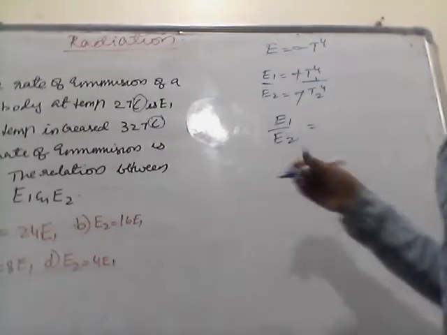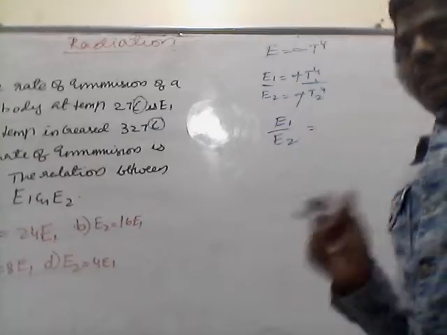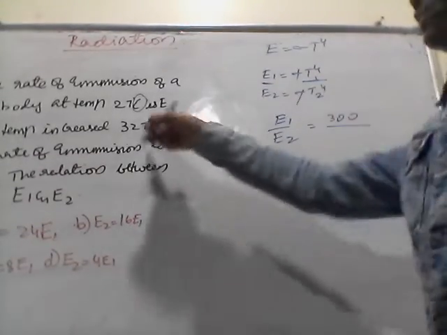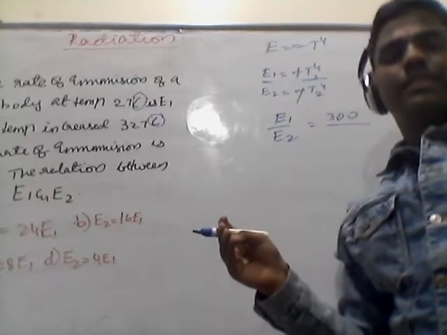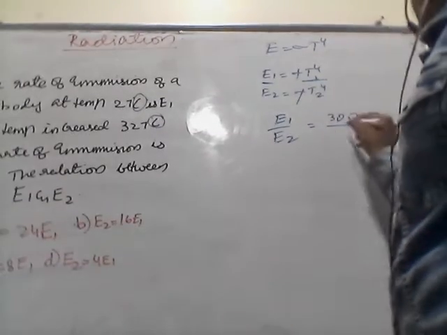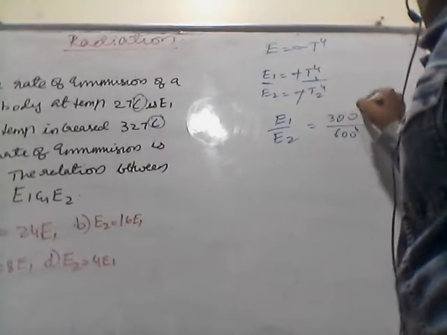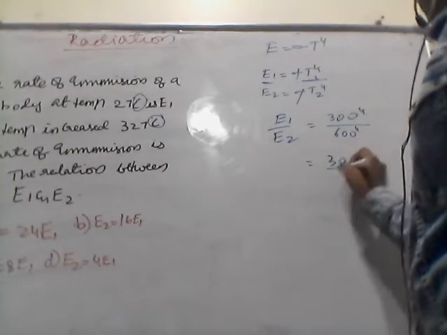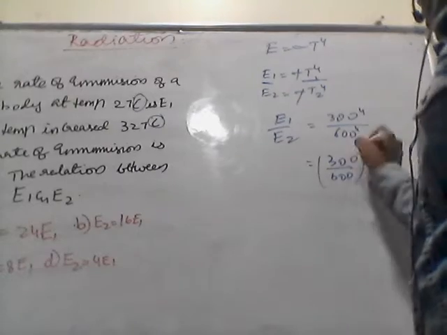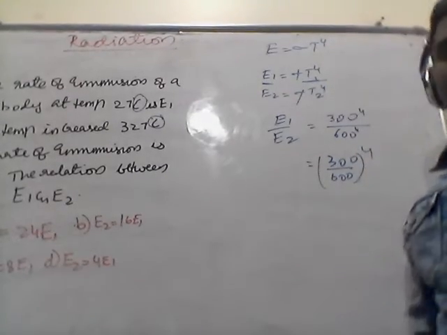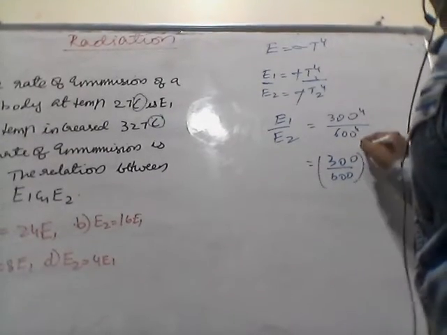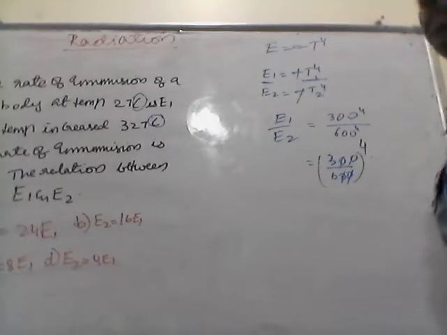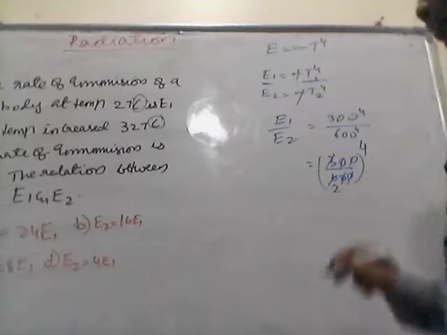So when you use this relation, 273 plus 27 gives you 300. So T1 I am writing as 300. 327 plus 273 gives us 600. So I can write 300 by 600 whole power 4. The power is 4 here and 4 here, so the whole power is 4. The zeros cancel, and 3 1s are 3, 3 2s are 6.